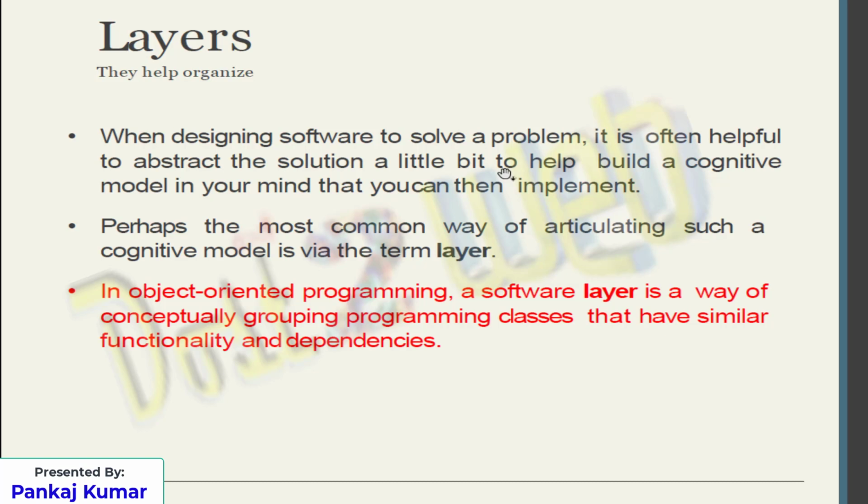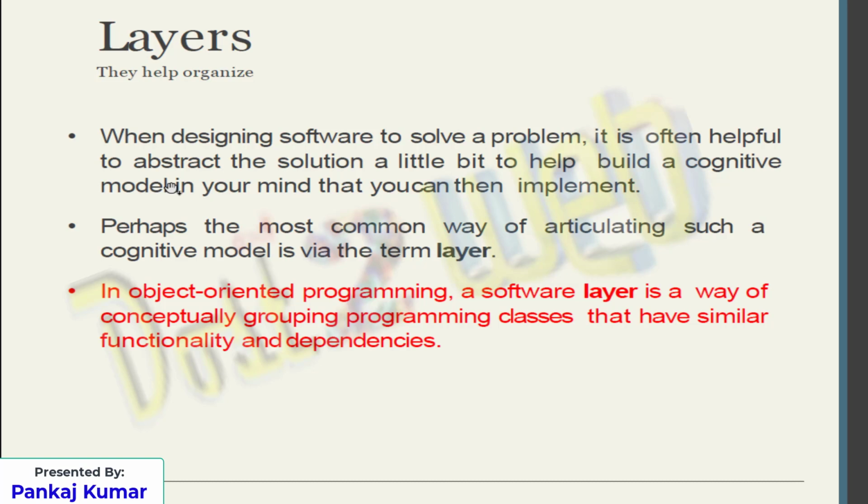And it is often helpful to abstract the solution, right? Because you are going to build a cognitive model that you are going to implement. So whenever we know the problem, you have to think about the solution. What model you are going to build, you will be thinking about. And when this happens, you are going to architect something, with the help of a cognitive model, and that is why it is called a layer.